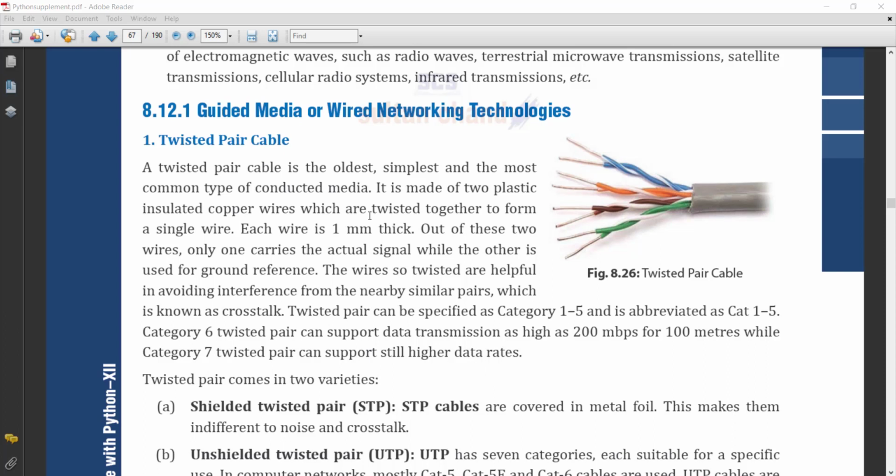So only note down the definition. A twisted pair cable is the oldest, simplest and most common type of conducted media. Clear? Only note down the definition and also draw the figure.